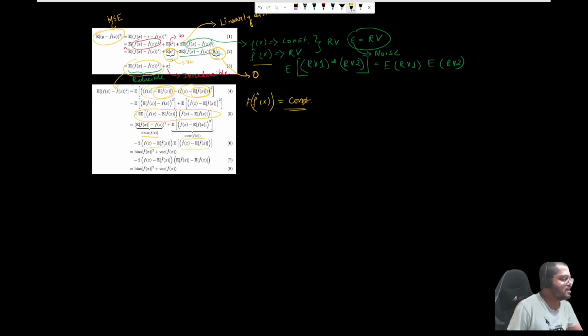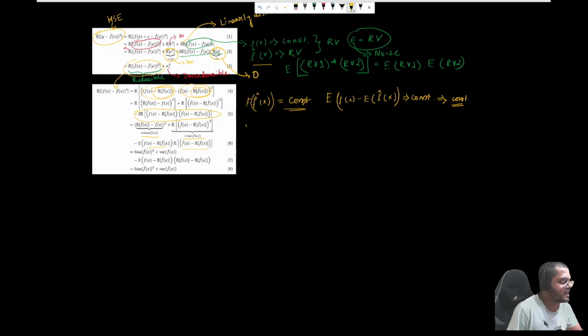This is my constant term. Now see carefully, if f of x is constant, minus E of f hat x, this is also constant. So this whole term, f of x minus E of f hat x, is constant, right? And applying expectation to any constant equals the constant, right? That's what we know. That's what we have done actually. We brought this term outside as a constant.